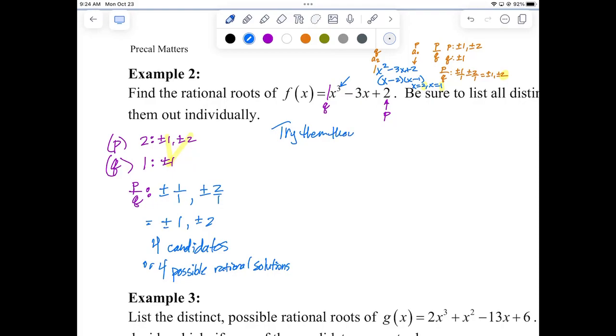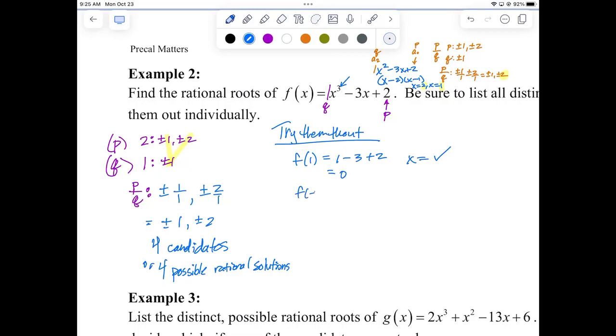Let's do f of 1 first. Let's see if it works. F of 1. That's going to be 1 minus 3 plus 2. What does that give us? That gives us 0, doesn't it? So x equals 1. Congratulations, you worked.